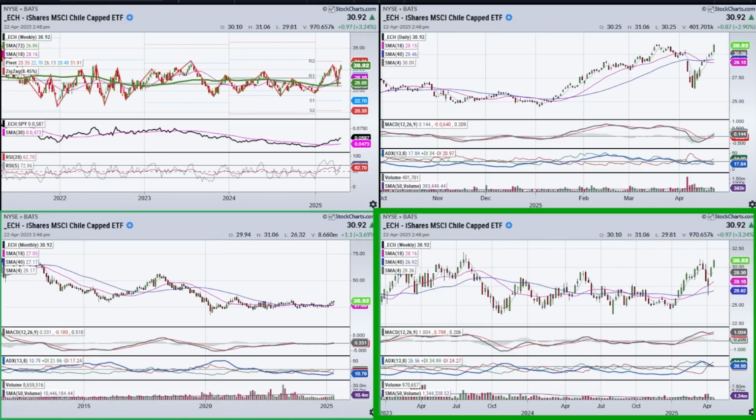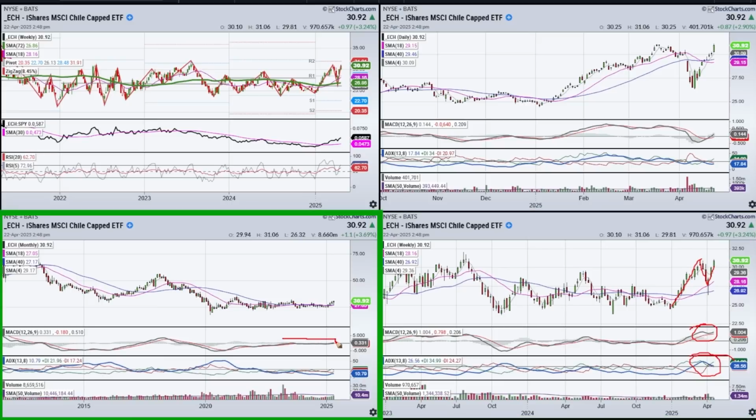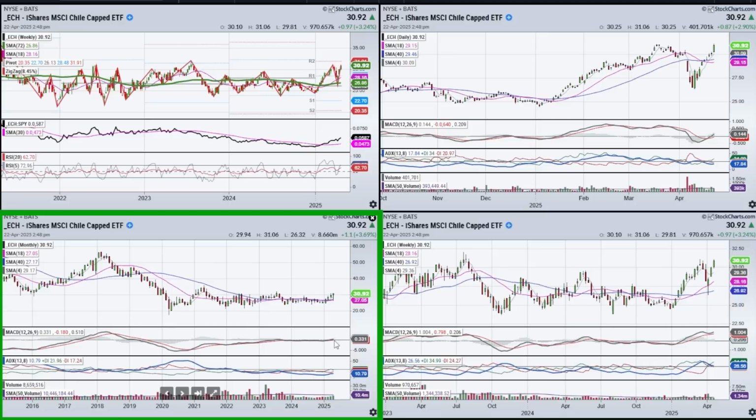Now, look at what's taking place on the weekly. Notice how we got this strong move, and then we make the higher low. ADX is confirming, and we got a little pinch play on the MACD. Also, notice how MACD on the monthly chart is crossing above the zero line for the first time in about 6 years. So certainly some things taking place on this I'd be watching really closely.